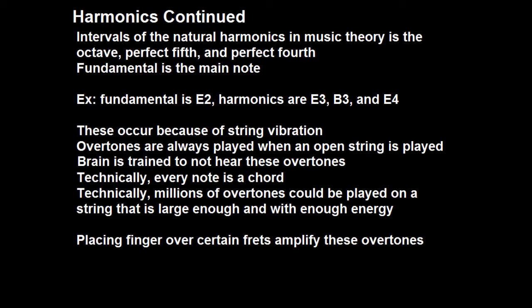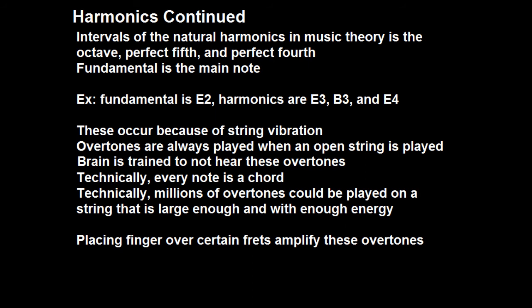You hear those lighter notes? Those are overtones. The intervals on the natural harmonics of music theory are the octave, perfect fifth, and perfect fourth. Once again, the fundamental is the main note. An example of this is that the fundamental is E2, the natural harmonics respectively are E3, B3, and E4.